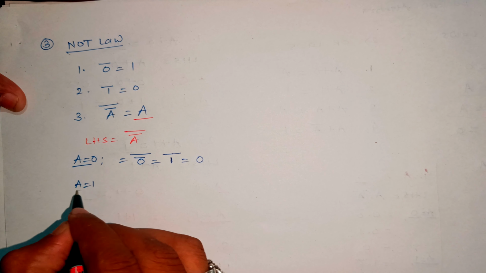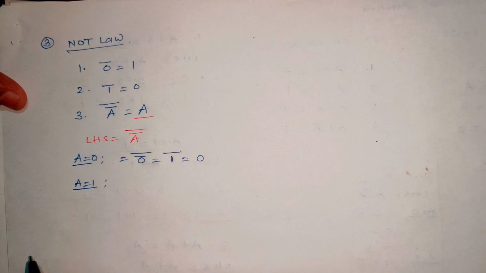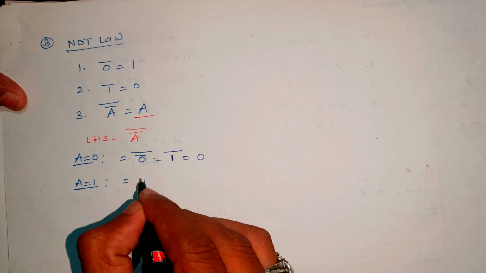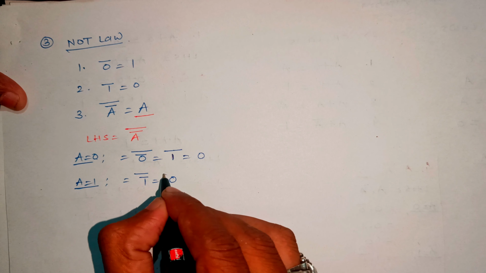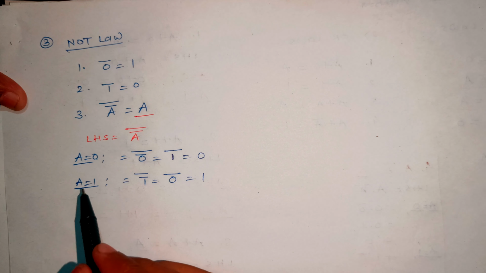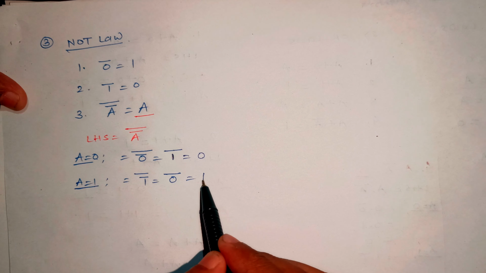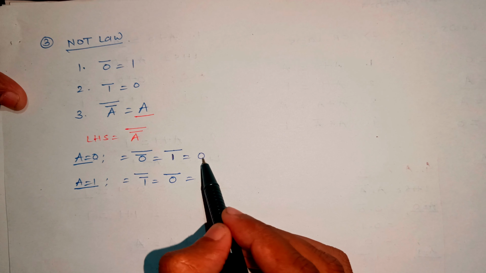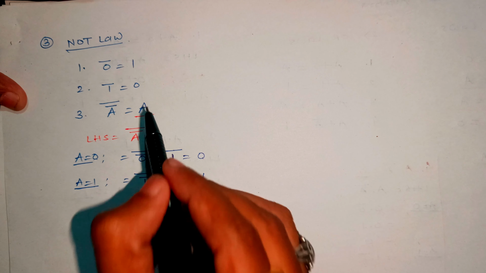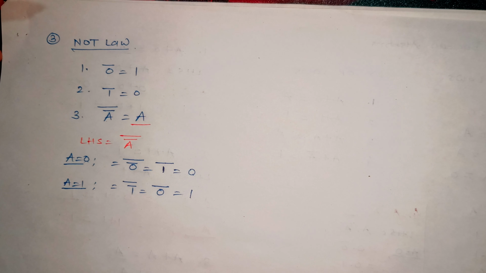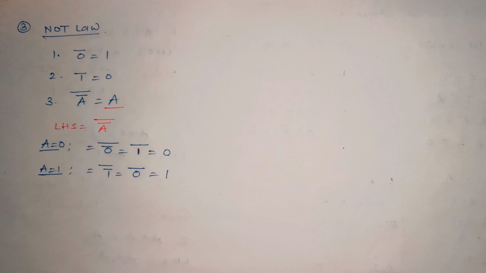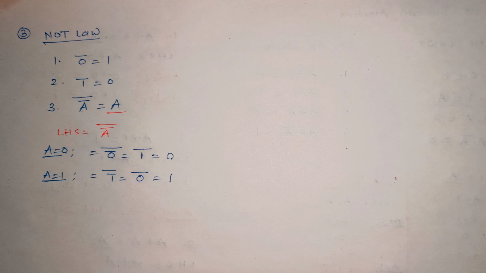Counterpart, हम assume करते हैं a is equal to 1. We will get 1 complement complement. 1 का complement 0, 0 का complement 1. यानी कि 1 कंसिडर किया था, वी आर गेटिंग 1, 0 कंसिडर किया था, वी आर गेटिंग 0. So A complement complement will be equal to A. This is called as complementary law, or we can simply call this as the not law.